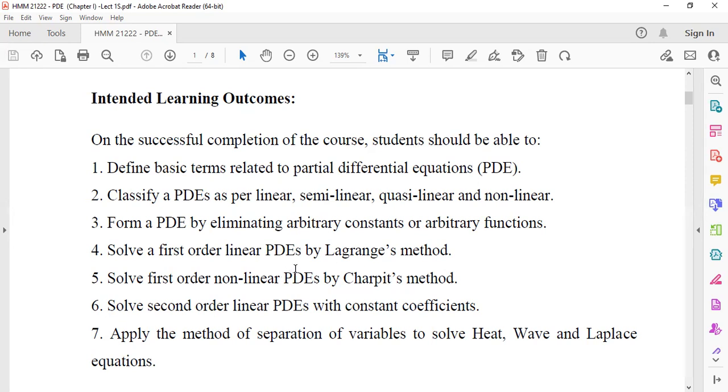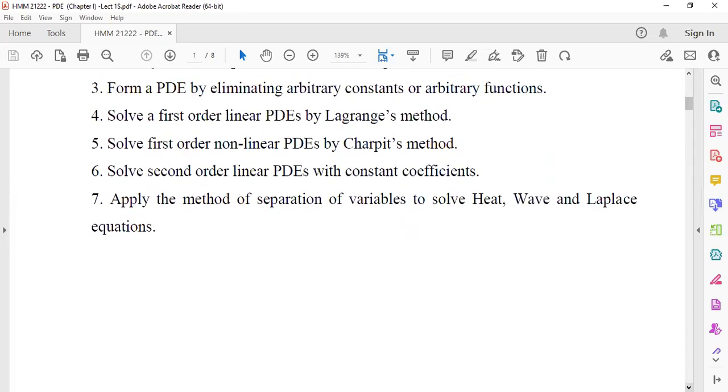Just go through these outcomes, what we are going to study in this course. There are solving methods, first order. Likewise, in our elementary differential equation, we have studied the exact method, separation method, etc. I hope you all remember and did the exam well. Here also we are going to find how to solve first order PDEs by some methods, also second order, and also use separation of variables. That is also available to solve some famous equations of the PDE. Those things are the intended learning outcomes.